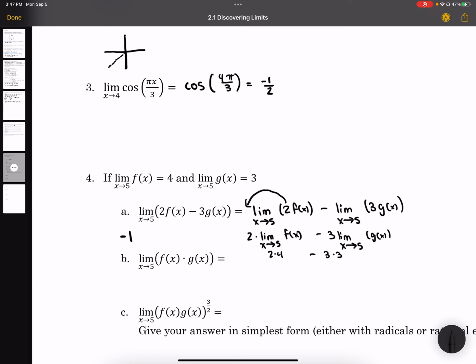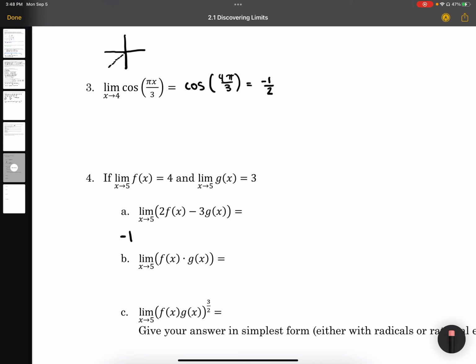We do not have to do all of this when we're finding our limit. Rather, what we could immediately do is just multiply those numbers. We know this first limit is 4, so we could have just immediately done 2 times 4 minus 3 times 3.